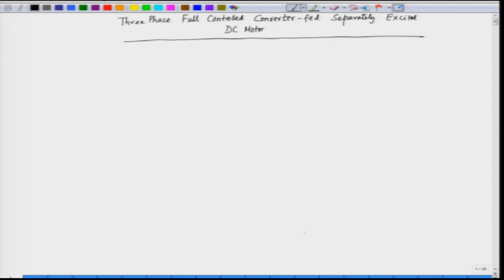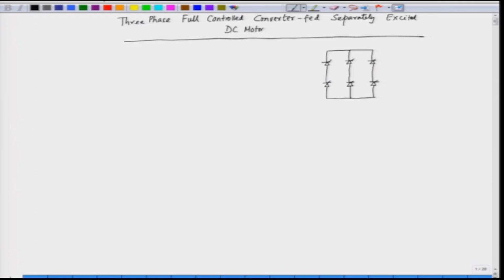Now, let us see the topology of the converter. The converter basically gets the supply from a 3-phase supply, and it is in the form of a bridge usually. So, we can sometimes call this a bridge converter. So, we have 6 SCRs, and these are all SCRs.